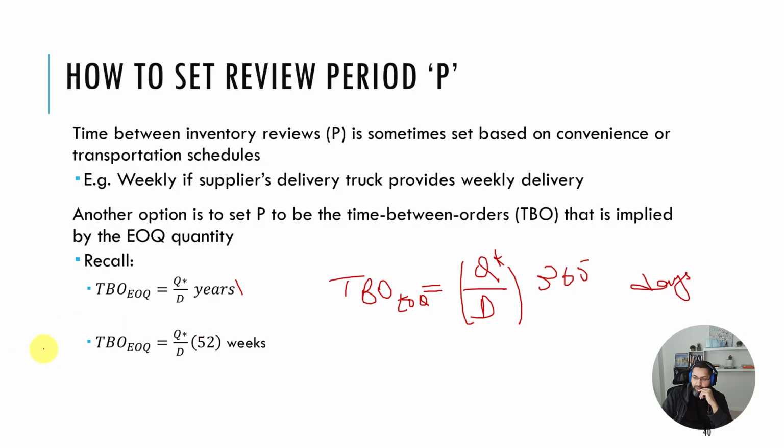Okay, and then this would be your P. So you set P equal to this in weeks, or you can set it equal to this in days, whatever you want P to be. If it's a few days, you use days. If it's a few weeks, you might want to use weeks, right? So you set P equal to the time between orders implied by the EOQ calculation, okay?